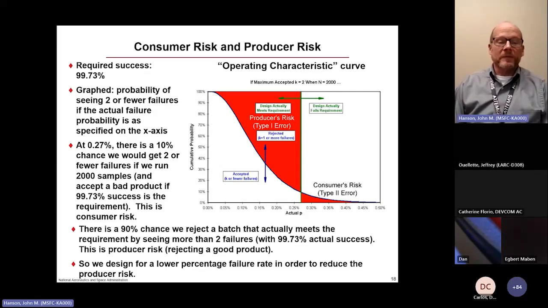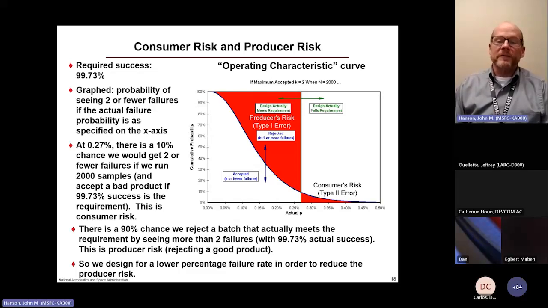Now, what's called the producer risk is that if you're making a quantity of items and I say to you, well, I will accept what you've sent if only 2 or fewer don't pass my acceptance test.